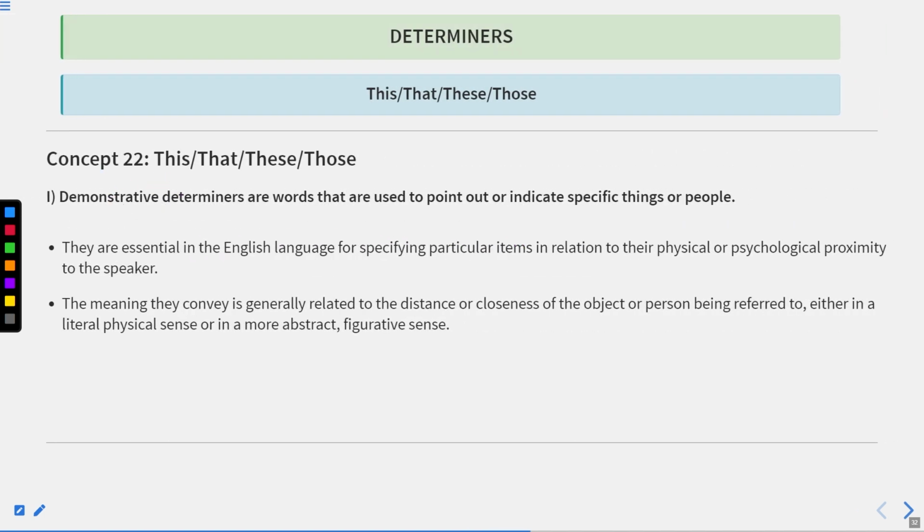Now, another concept is this, that, these, those. So here we'll discuss the uses of this, that, these, those. Demonstrative determiners are the words that are used to point out or indicate specific things or people. They are essential in the English language for specifying particular items in relation to their physical or psychological proximity to the speaker. The meaning they convey is generally related to the distance or closeness of the object to the person referring to it, either in a literal physical sense or in a more abstract figurative sense.